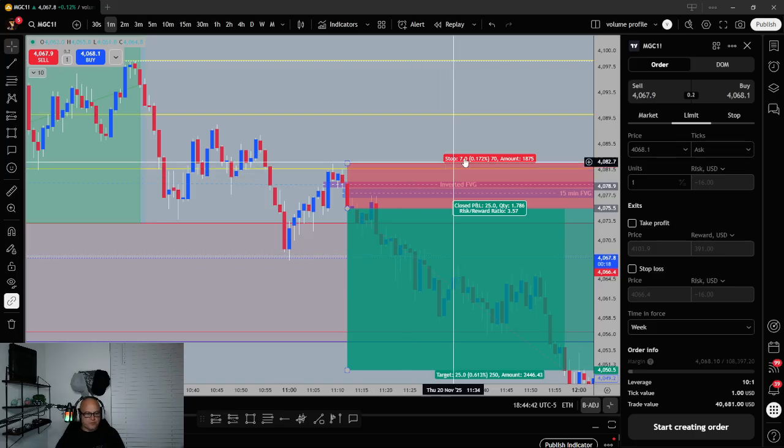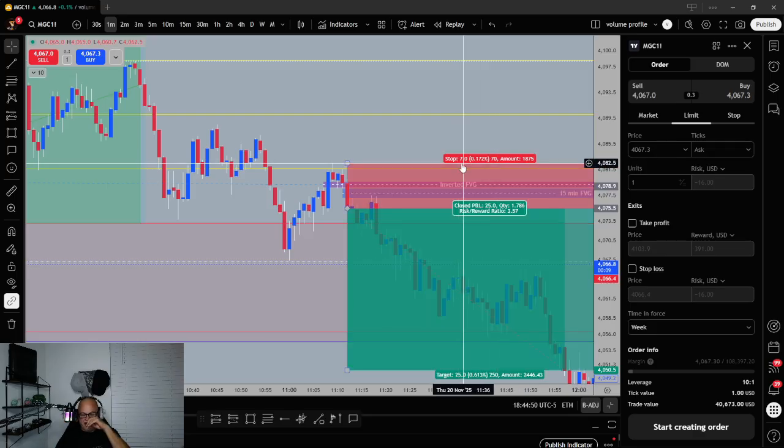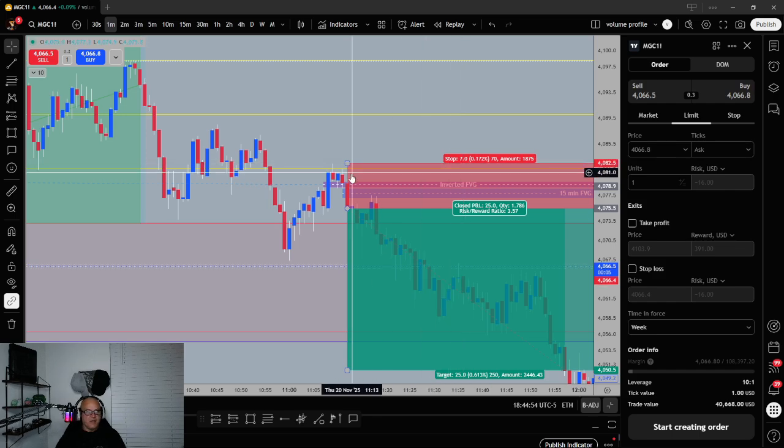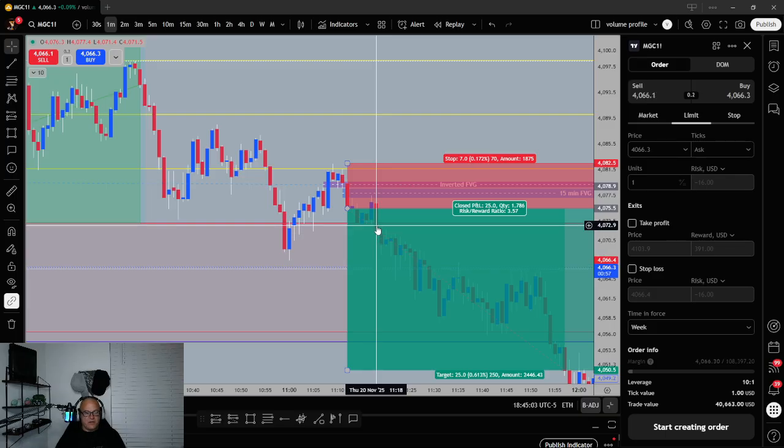With one micro, it would be $1 per dime. So 70 ticks would be $70. Okay, so I'm risking $70 on this trade. Then I immediately get a signal to add right here. And if I added one contract, our average price would be probably just above the initial balance low.